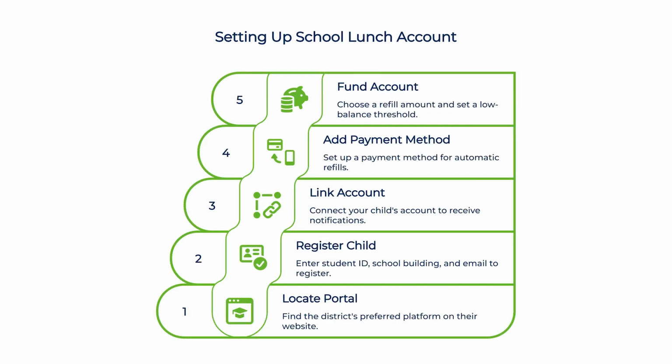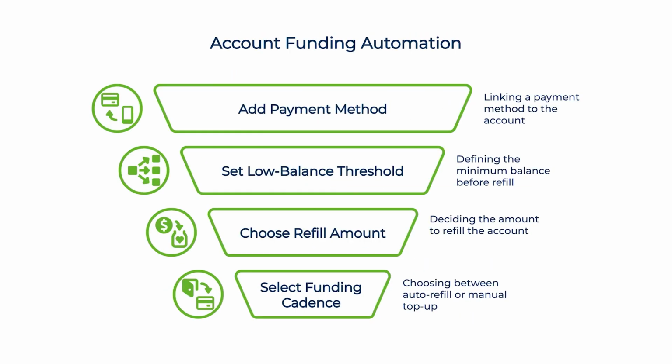Let's start by talking about how to locate the right portal. The district website usually links to its preferred platform. If it isn't obvious, the Food Services Office will point you there. Second, register and link your child. You'll need a student ID, school building, and your email for notifications. During enrollment windows, the system might lag a bit, but information is usually there by the next day.